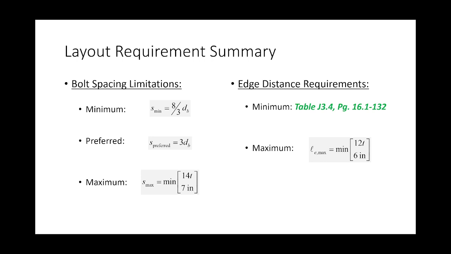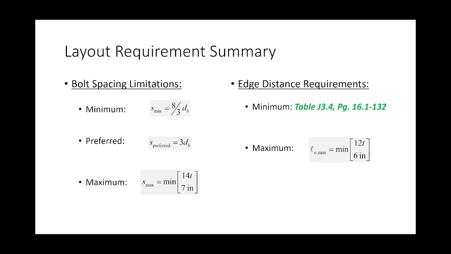So bolt spacing limitations, we have a minimum or a preferred. The maximum we're going to take is either 14 times the thickness or 7 inches. To be honest, in most typical connections, we never really butt up against the maximum spacing. The minimum is what we tend to butt up against because we want our connections to be small geometrically. The bigger they are, the more plate we need to connect them. A bigger connection is just more steel, more money. So we try and keep them compact if we can.